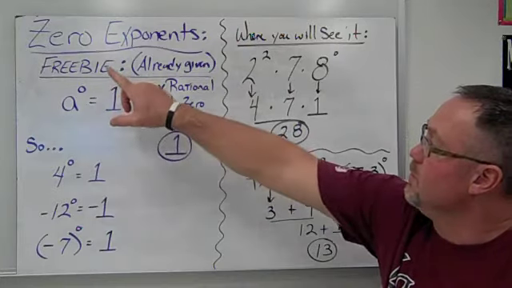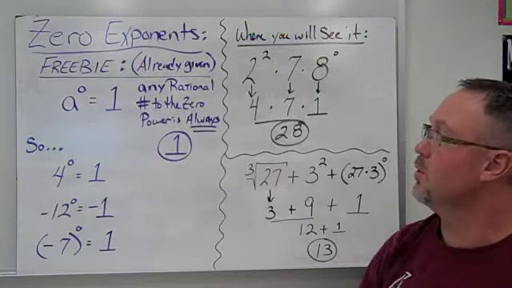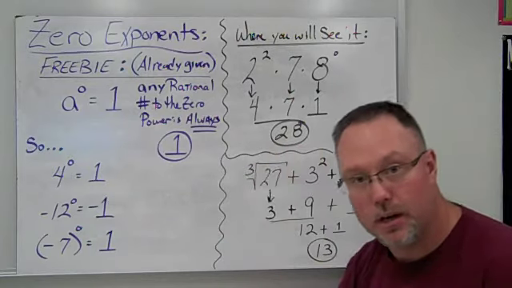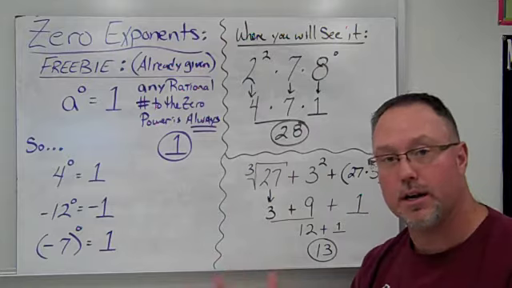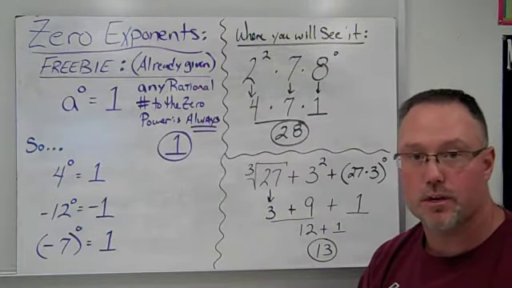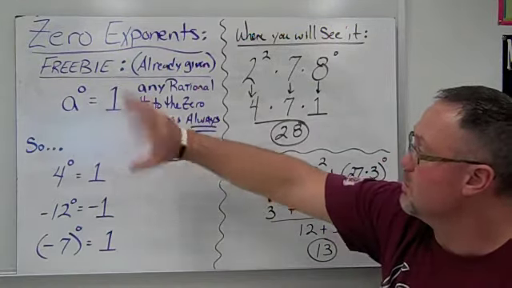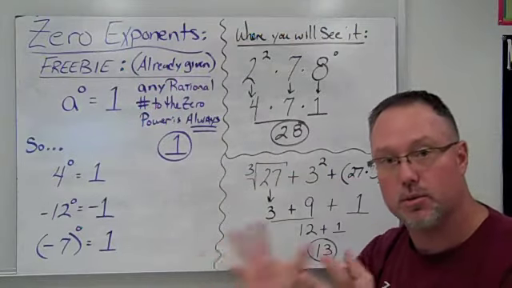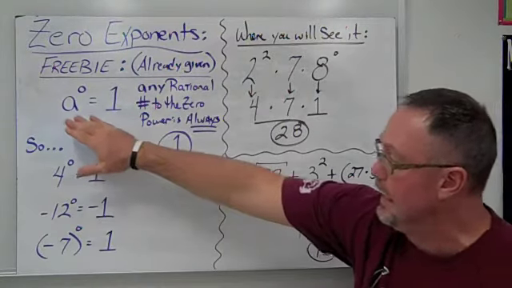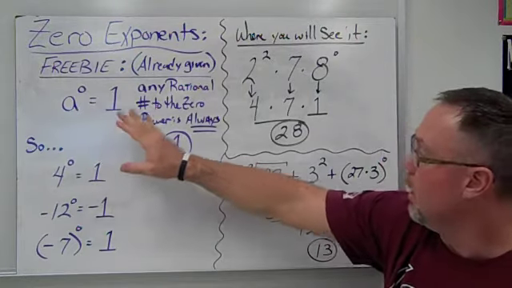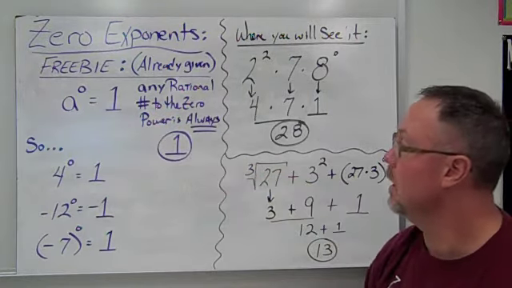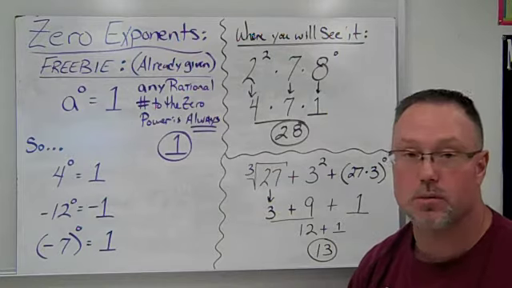Our video is going to cover zero exponents and later on negative exponents. The zero exponent section we've already kind of talked about. I've given you kind of the freebie of the year, so I'm just going to go over it again and show you where it might come into play. So again, any number to the zero power is 1. Any rational number to the zero power is always going to be 1.